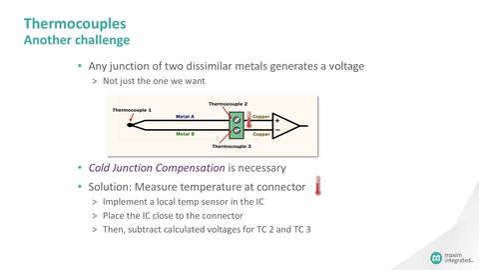Also, note that both these unwanted thermocouples are located at the two-terminal connector, often located in close proximity to the measuring circuit. To account for these unwanted voltages, it's necessary to subtract them from the voltage presented to the measuring circuit. This process is called cold junction compensation.